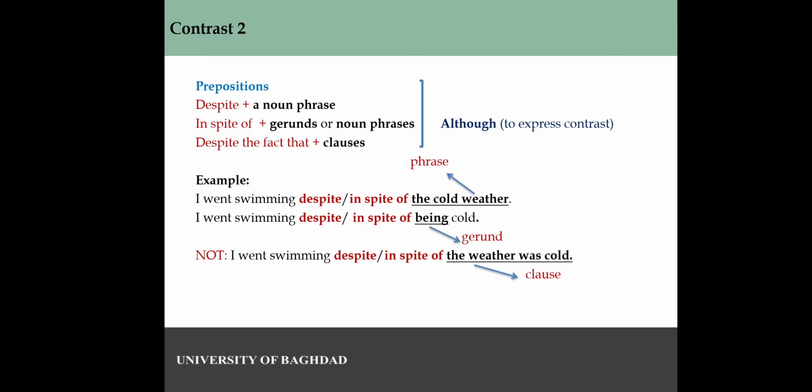We can use a clause with the preposition despite the fact that, as in the following example. Despite the fact that it was cold, I went swimming. Here, it was cold is a clause, and this sentence is correct. Why? Because it is grammatical to use a clause after despite the fact that. So you need to pay attention to the use of each of these prepositions that also express a contrast. Hope this is quite clear to you.